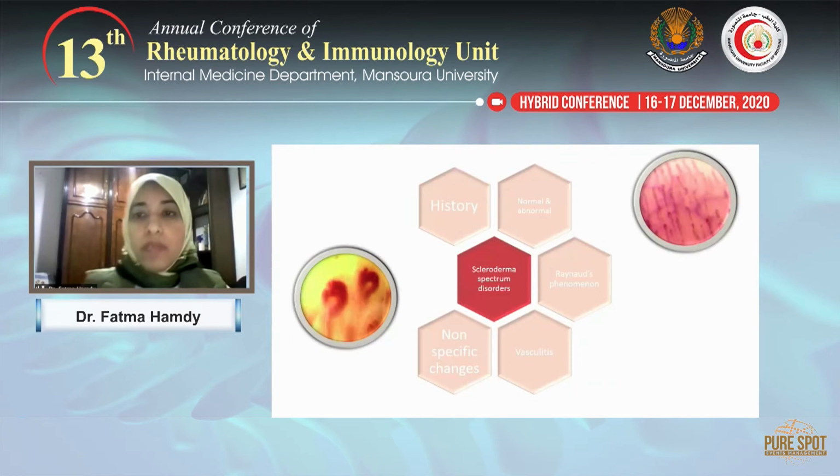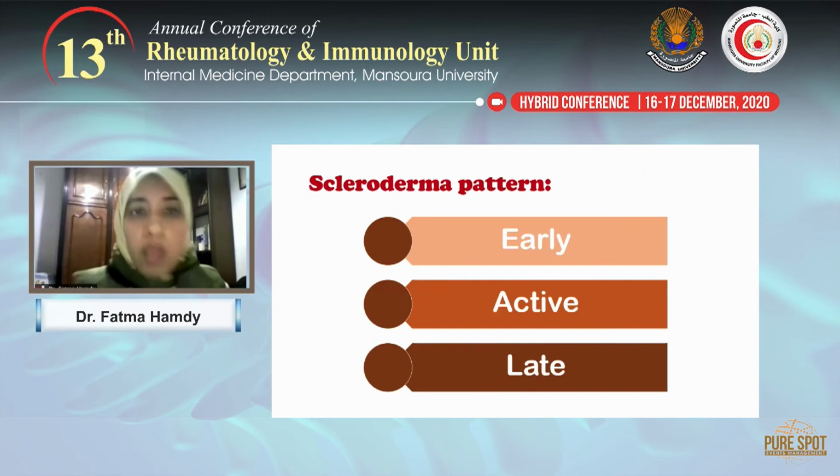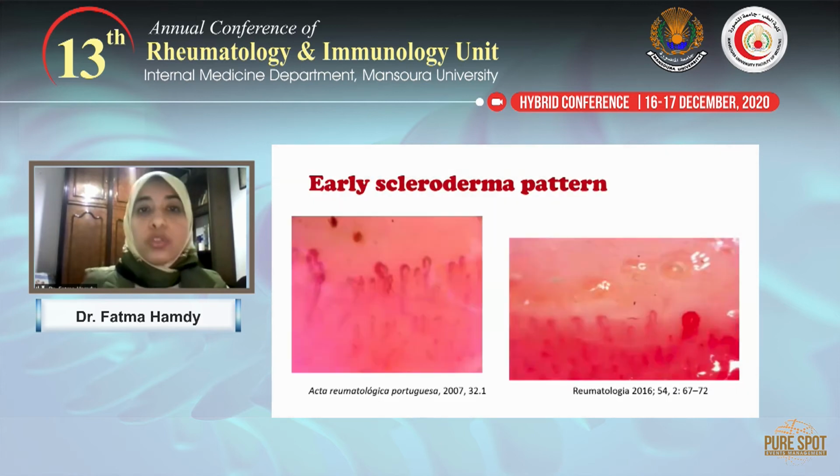Next, we will talk about what's called scleroderma spectrum disorders. As we all know, one of the most important indications for doing capillaroscopy is in cases of scleroderma, where it can differentiate the stage or the pattern, and also can predict the internal organ involvement. As Dr. Mary said, we have what's called scleroderma pattern, which can be classified into early, active, and late scleroderma pattern. First, we will talk about early scleroderma pattern.